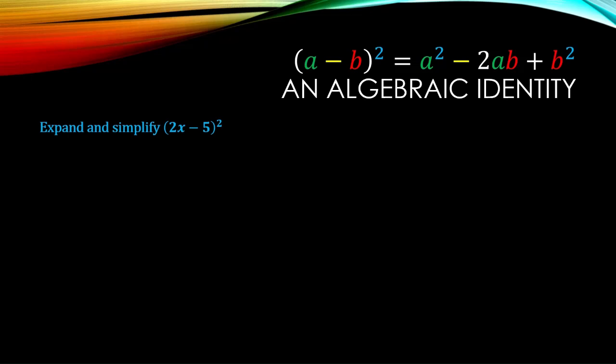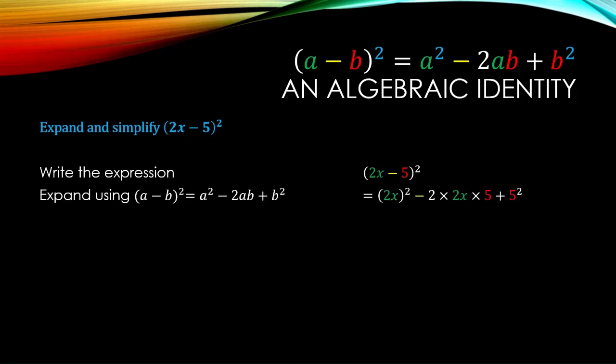Let's take an example. 2x minus 5 all squared. Squaring the first term gives 4x squared. Minus 2 times the first term times the second term gives minus 20x. Squaring the last term gives 25.